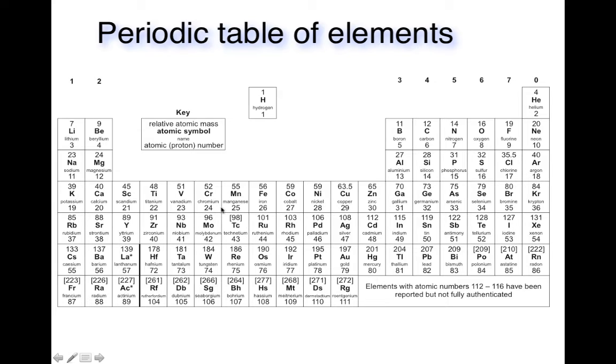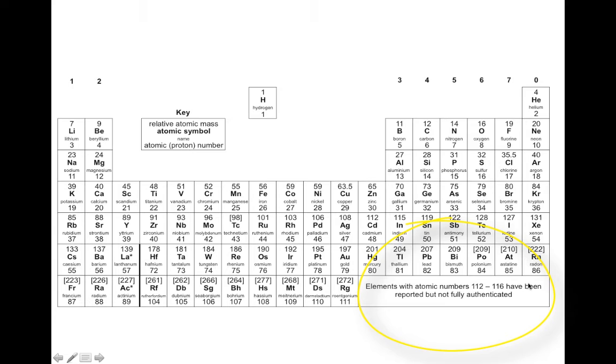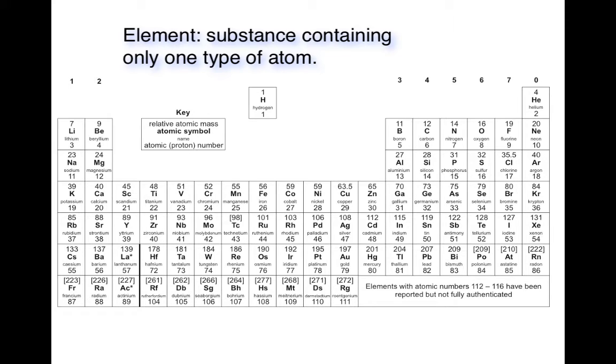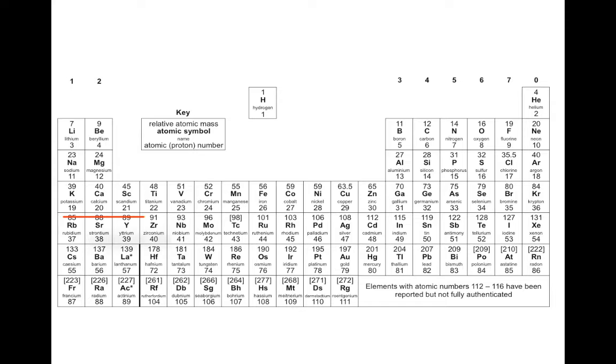Periodic table of elements. So it says here that we've got a total of 116 elements. There's actually a few more now, but basically we've got just over 100 elements. And an element is a substance that contains only one type of atom. So all the elements are collected together in this periodic table, and they're listed by atomic number.